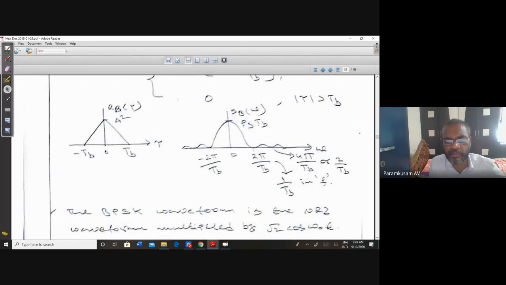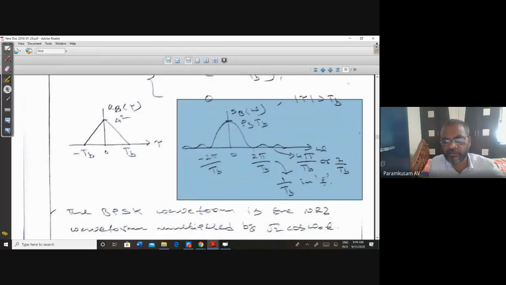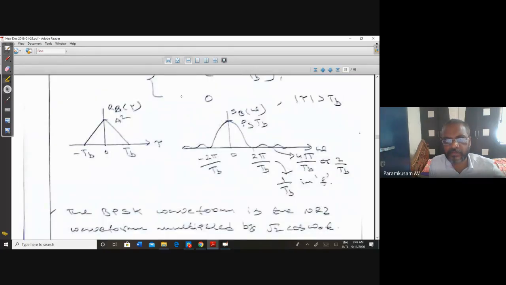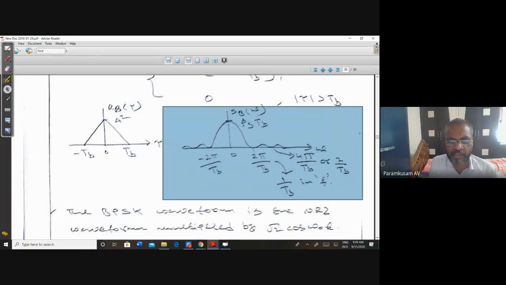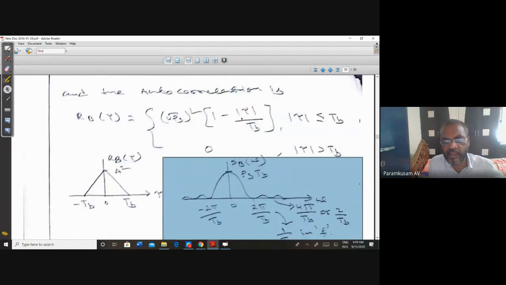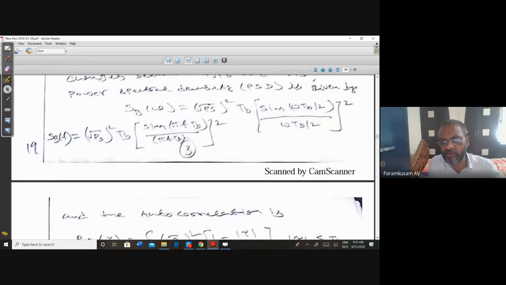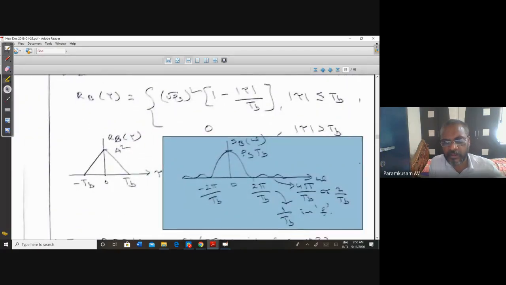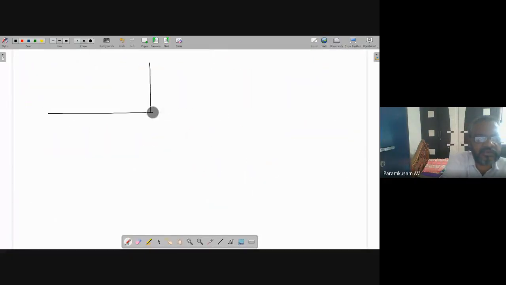You note down this waveform. This is S_B of omega. The equation here is sin x by x, which is the sinc function. You know what the sinc function looks like. Here the sinc function has a negative side also, and it looks like this.